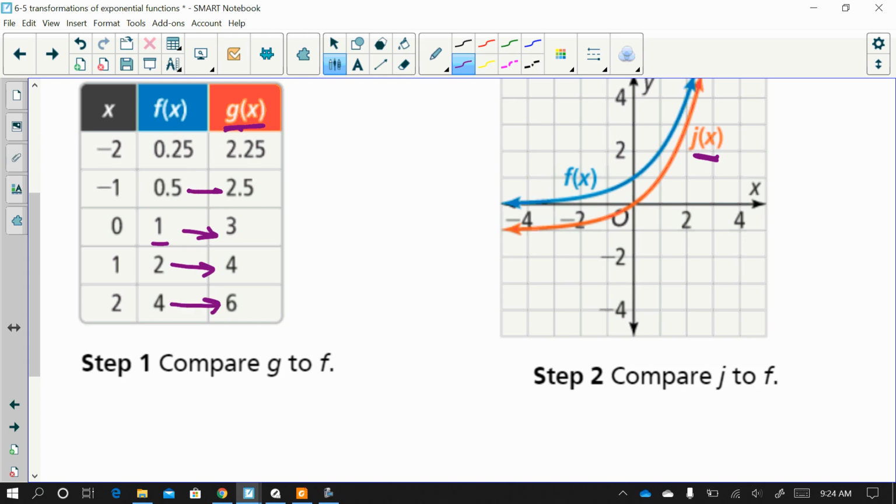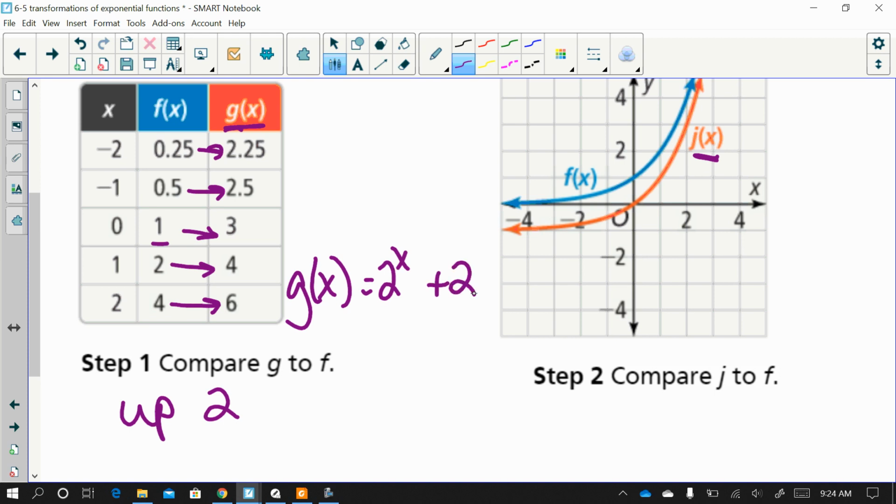Well, to me, it looks like each of those are 2 more. We're adding 2. So this just moved up 2. So g would equal 2 to the x, because that's what f is, and we moved up 2, so plus 2. Now let's take a look at what j does. I'm looking at the graph now.